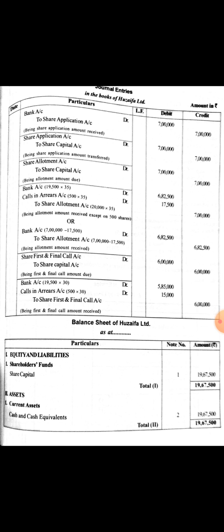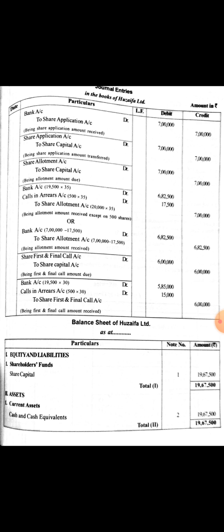Then third entry, when allotment money is due. Allotment money per share 35. Number of shares 20,000. So amount due on allotment is 20,000 into 35, 7 lakh.